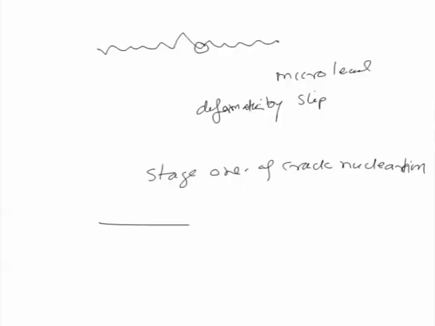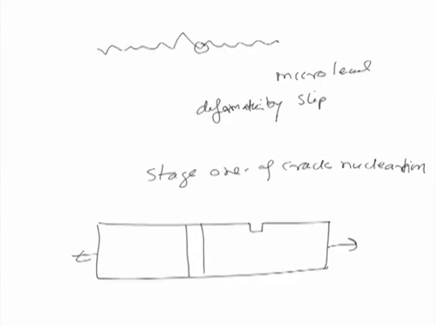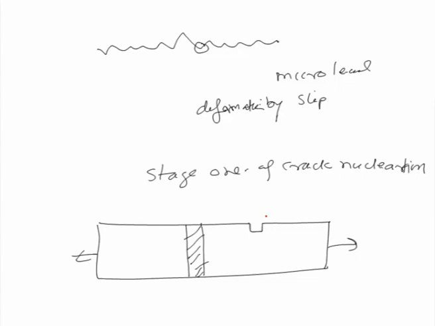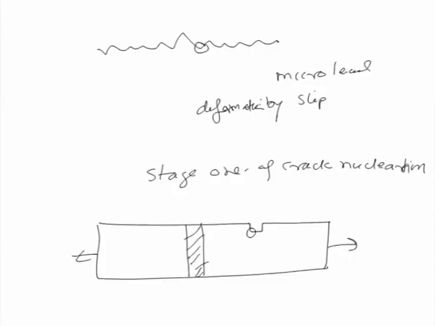The second case is one when the engineering component is having either some sort of geometric discontinuity, or it is having a weld joint, which usually has one or other kind of discontinuity. So these areas, where geometric discontinuity is present due to the design requirements, will be acting as areas of high stresses. So in these areas of high stress, where stress localization is taking place, a crack will be able to nucleate easily, and thereafter its growth will start.